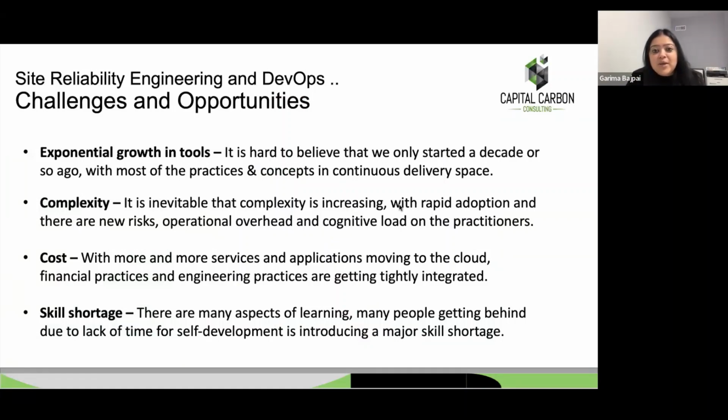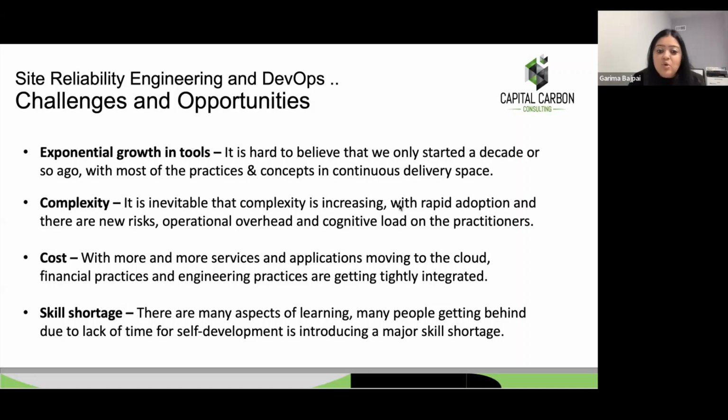So now I get started with site reliability engineering and DevOps. It is amazing and hard to believe that we only started a decade ago with all this, right? With most of the practices and concepts in the continuous delivery space, there's exponential growth of tools. There is also increasing complexity. It is inevitable that the complexity is increasing with the rapid adoption, and it is bringing new operational challenges, risks, overhead, and cognitive load on the practitioners.